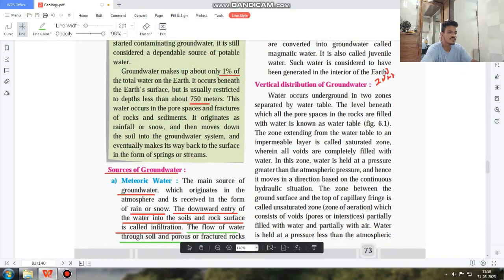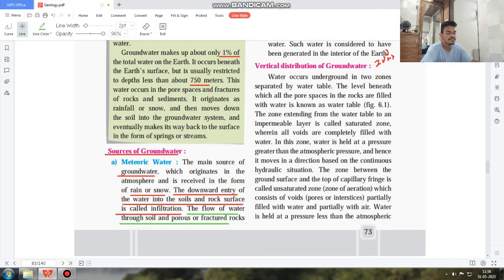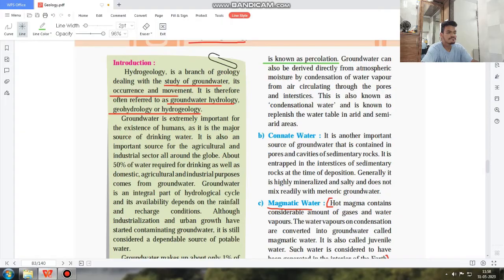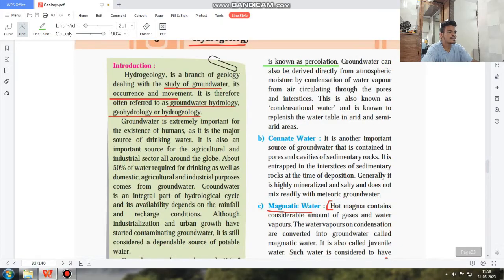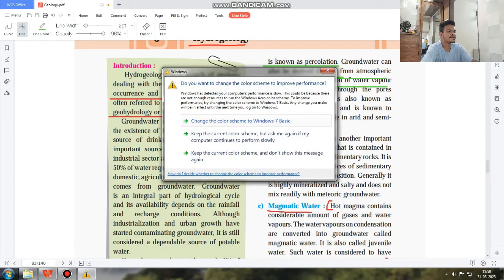Now this you have to learn. What I'm underlining is the main point which comes to be written. Groundwater can also be derived directly from atmospheric moisture by condensation of water vapor. This is also called condensational water, and it helps replenish the water table in arid and semi-arid regions.